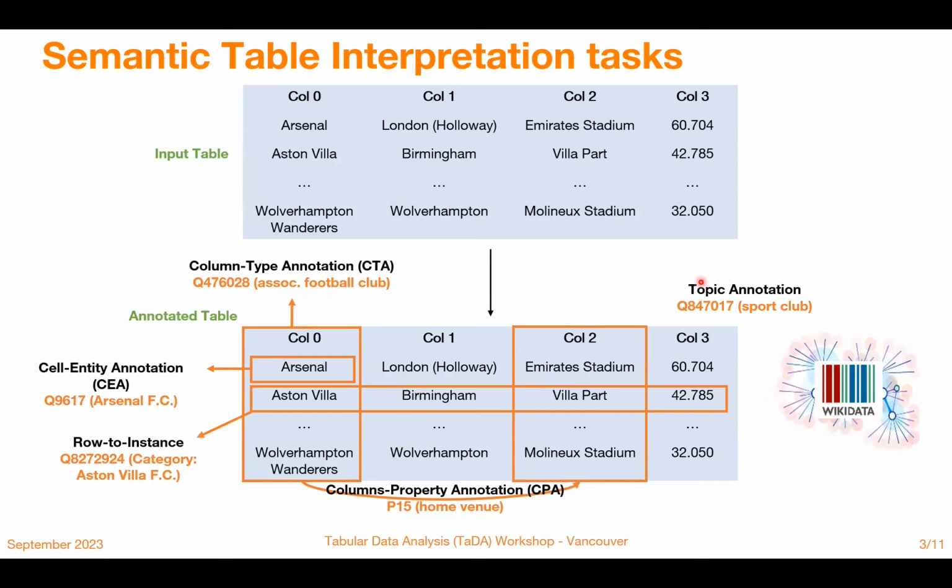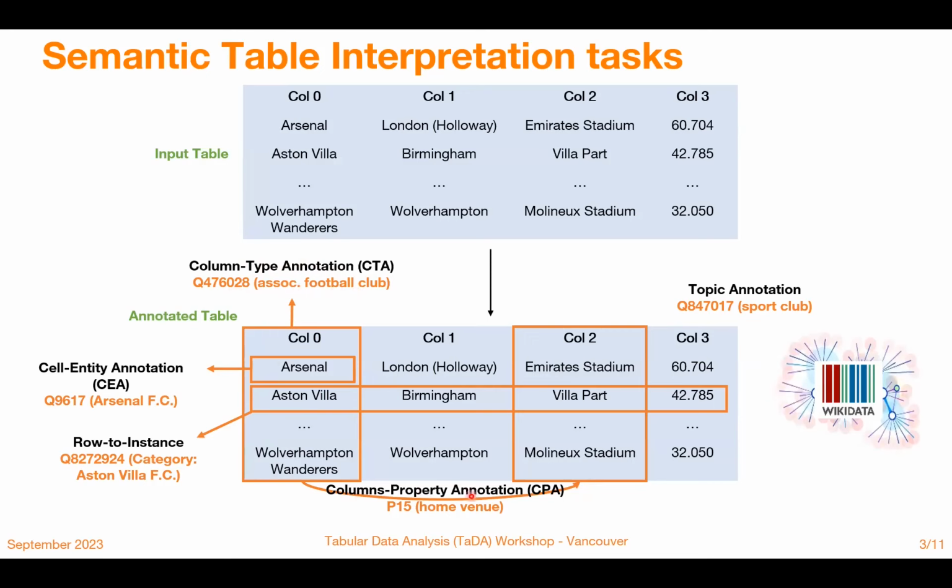Topic annotation aims to find a subject or a concept that the table refers to. This one refers to sport club. Cell entity annotation links a mention to an entity. Arsenal refers to Arsenal Football Club. Column type annotation predicts a type for a column. Association Football Club represents the column 0.